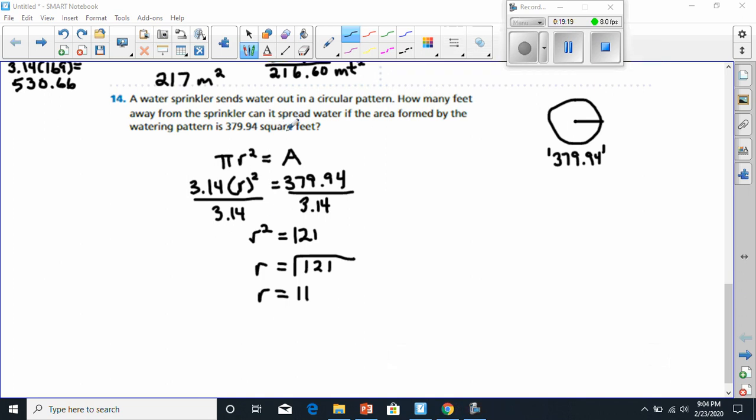All right, so that finishes all of mine. Oh, wait, let's not forget, since we're talking about a straight line, this is feet, not square feet, just 11 feet. So how many feet away from the sprinkler can the water spread? 11 feet.